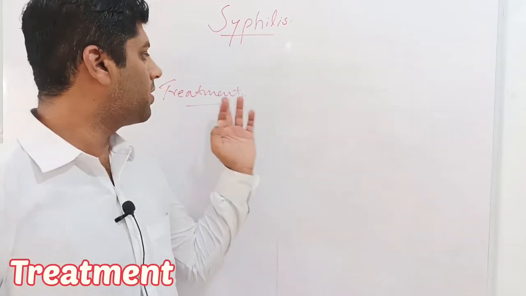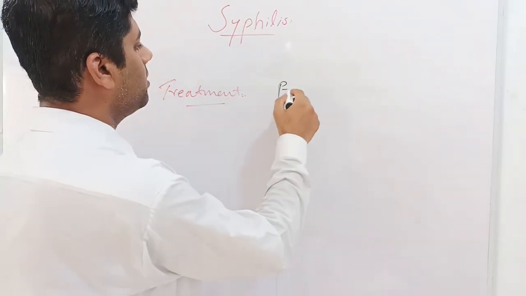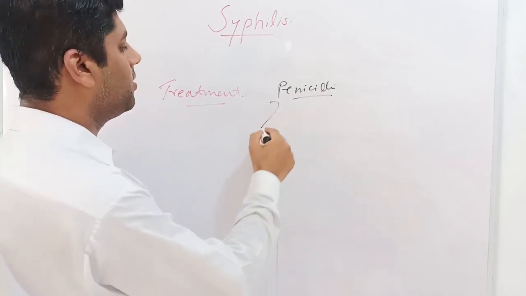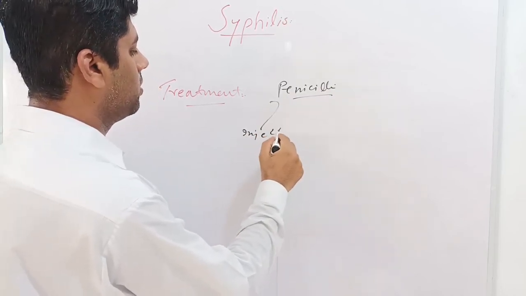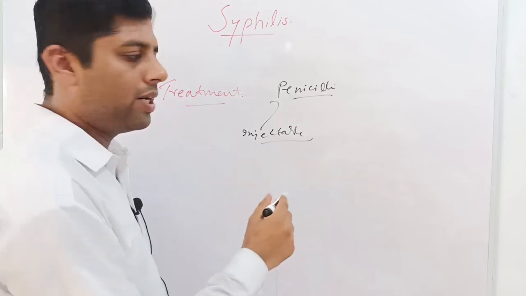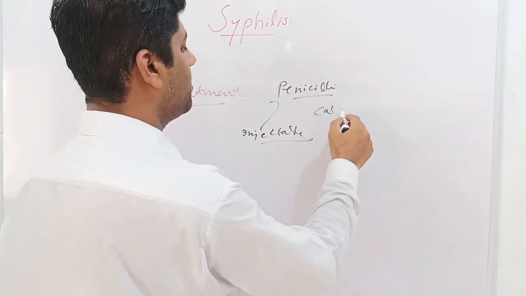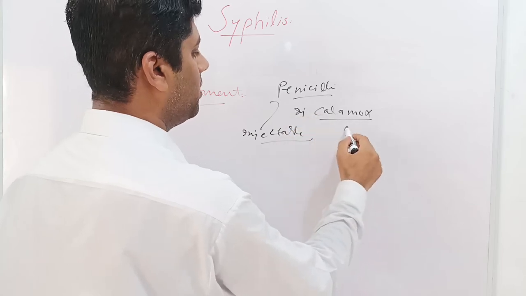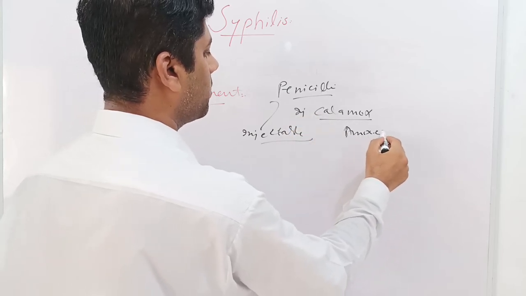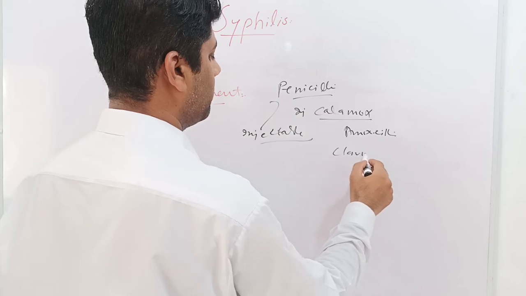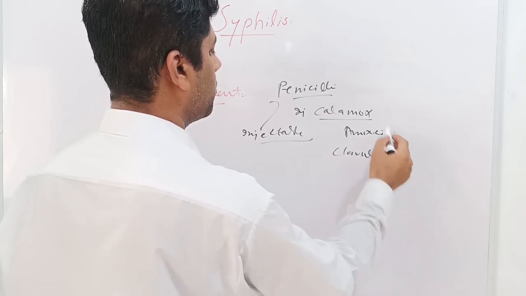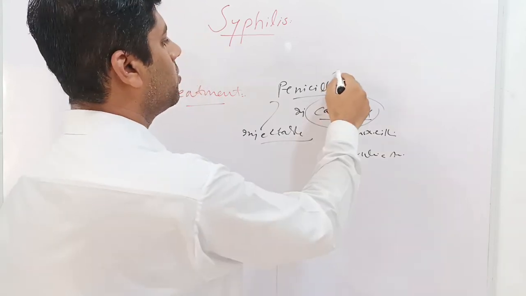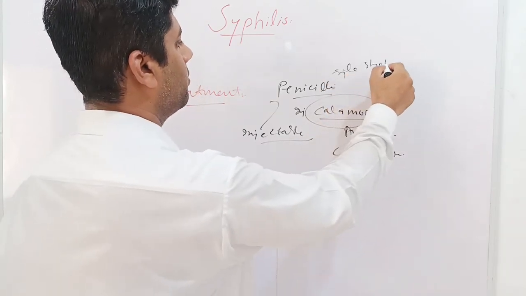Now we come to the treatment of syphilis. Penicillin is still the drug of choice for syphilis, but it is recommended that injectables be used. Penicillin injections are available, and the most effective is Calamox, a combination of amoxicillin and clavulanic acid. Calamox injection is recommended for the treatment of syphilis, and a single dose or single shot is enough.